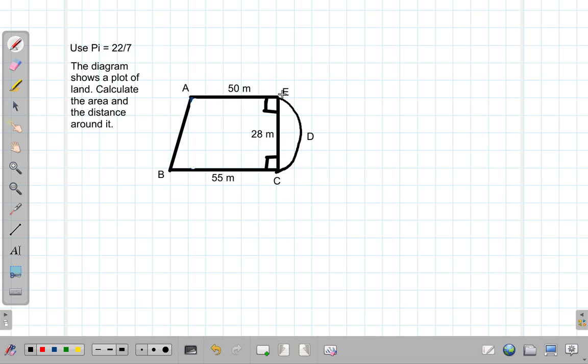From A to E is 50 meters. From B to C is 55 meters. C to E is 28 meters. And you have a semicircle at this end. You can see these two angles are 90 degrees. Now let us find the area of this plot of land.